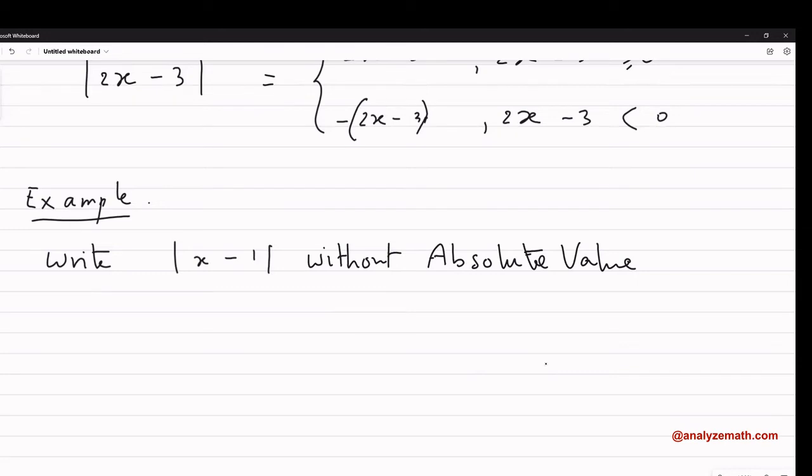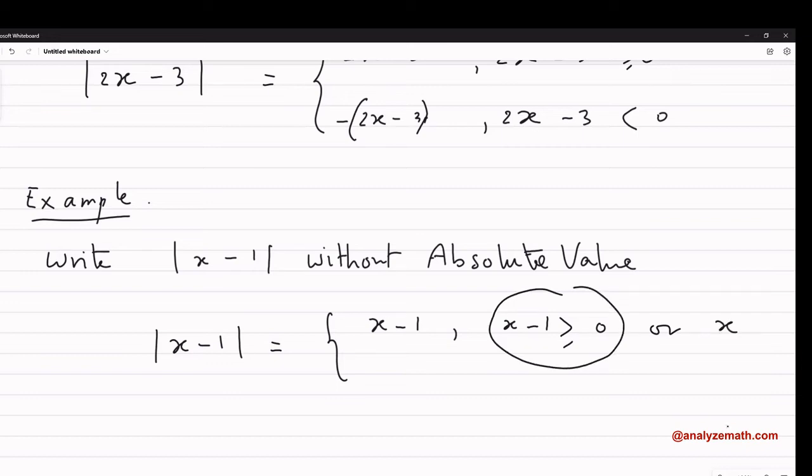Now let's look at this example here. We need to write the absolute value of x minus 1 without absolute value. So the absolute value of x minus 1 is equal to x minus 1 when x minus 1 is positive or 0. Now when you solve it, it gives you when x is bigger than or equal to 1. Remember, you add plus 1 here, plus 1 here to solve the inequality.